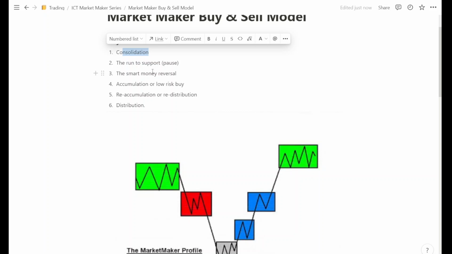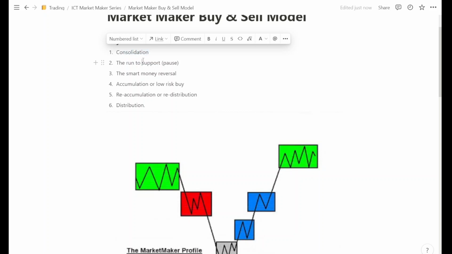When I see that, I begin to anticipate a market maker sell model, to come back down to take out the consolidation low into that initial price level where I'm looking to go long. This is a holy grail. If you don't understand anything at all about this model, this is what you need to know.